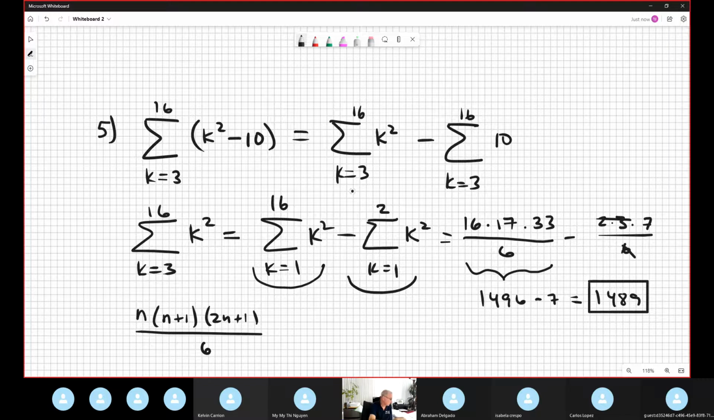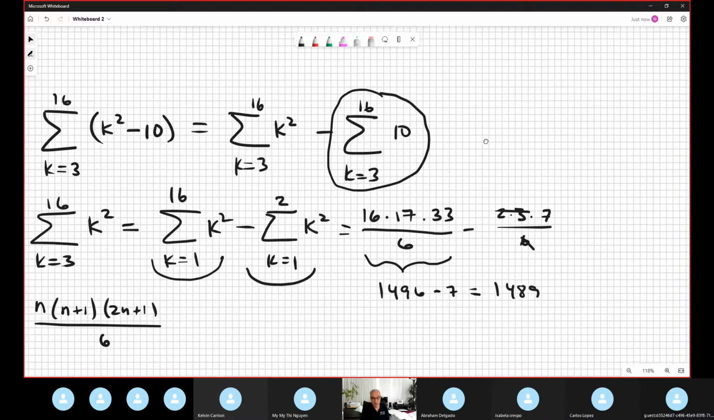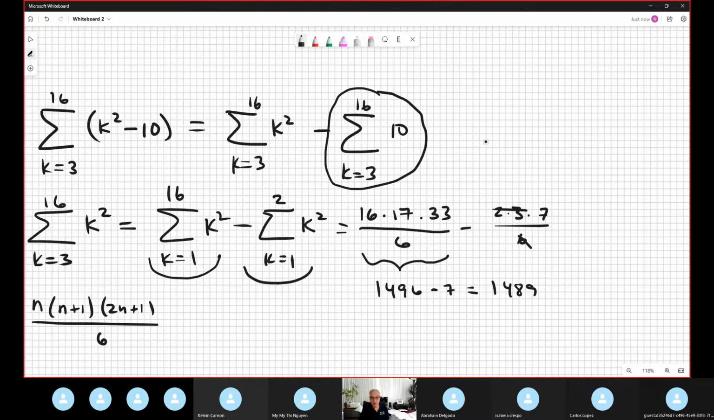No. This is not the answer, right? Okay, I forgot that part. It's not the final answer. I need to compute that part. To compute that part is a little bit complicated. Remember, when it's a constant, you multiply by 10.